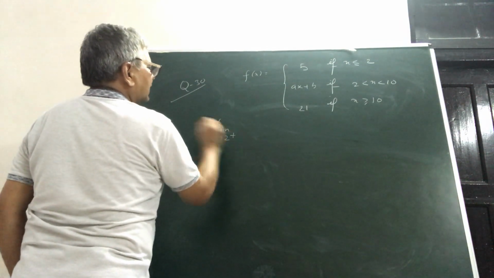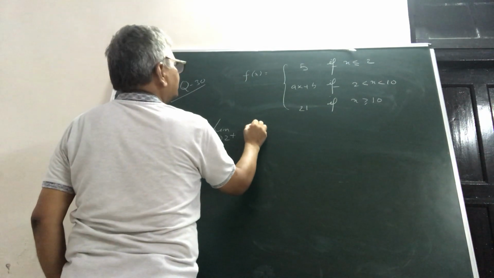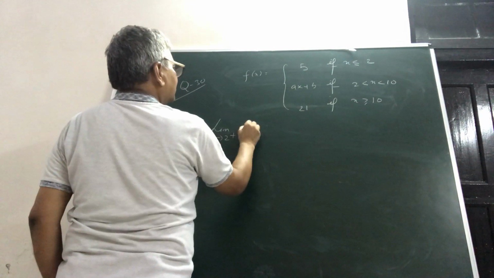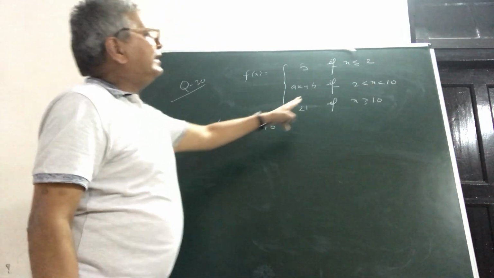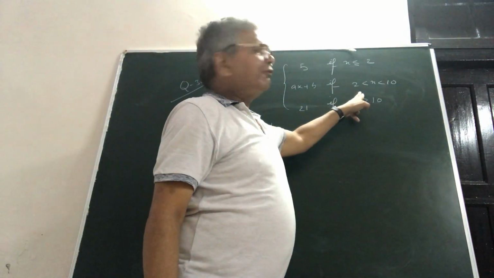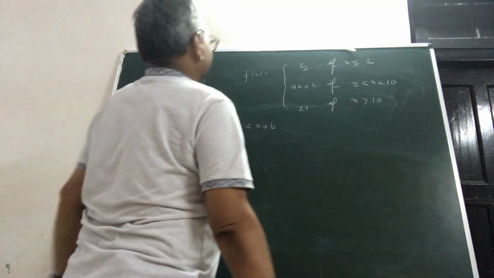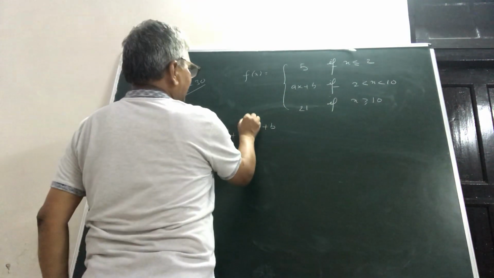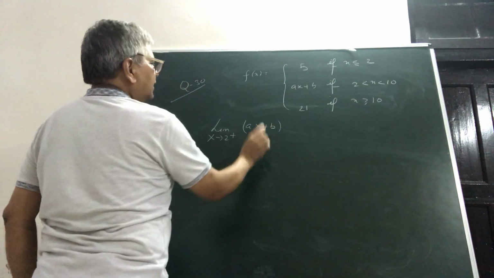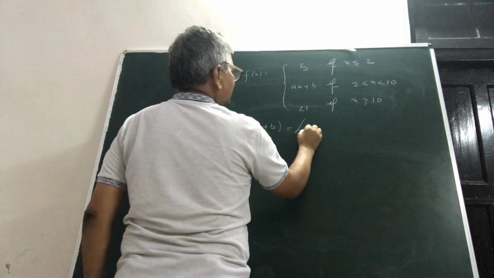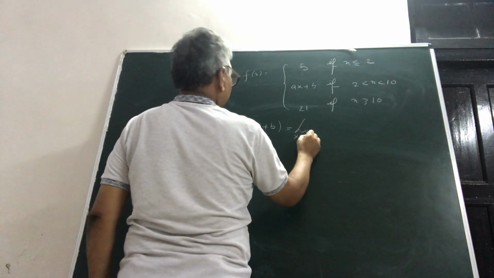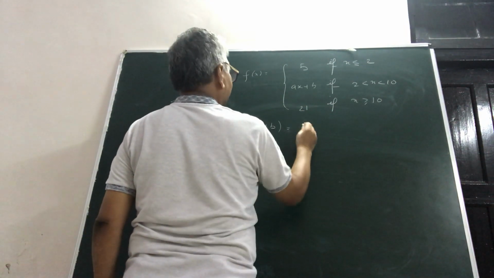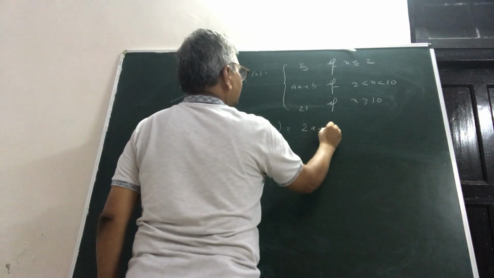First, 2 plus. So 2 plus will be how much? If the function here is ax plus b. Please see, 2 plus means on the right side of 2, and on the right side of 2 the function is defined as ax plus b. So the limit x tending to 2 plus of ax plus b. This is a polynomial, so the function is continuous. Continuous means its limit will be equal to, straight away you can write, 2a plus b.